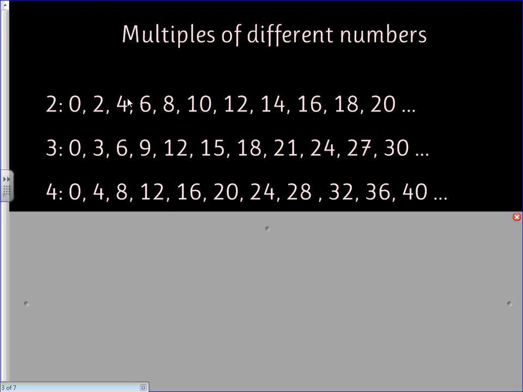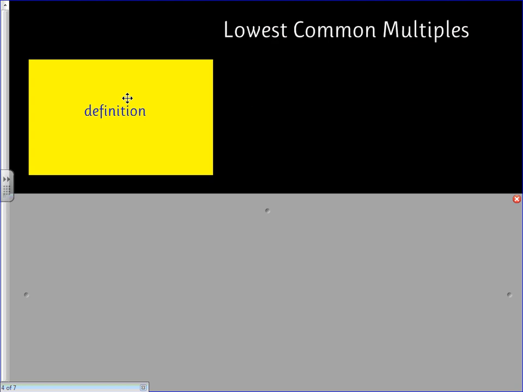For example, 9 is on this list and it is a multiple of 3. 20 is on this list, so it's a multiple of 4. It is also on this list, so it is also a multiple of 2. Which brings us to our next concept, which is the lowest common multiples.